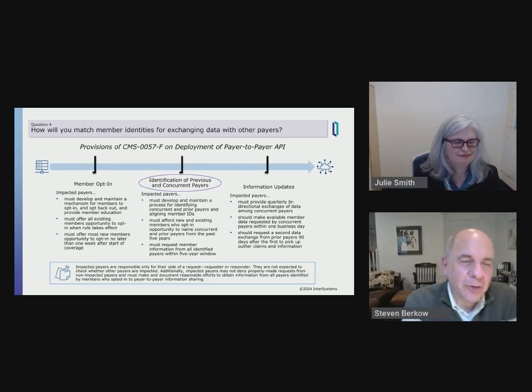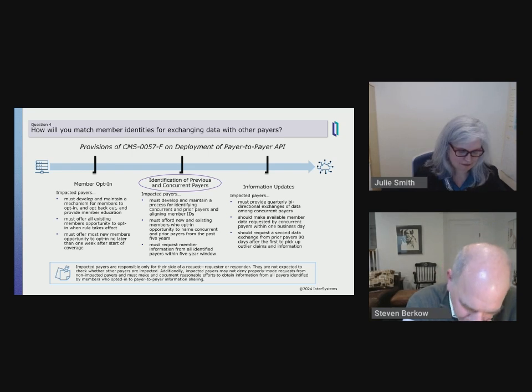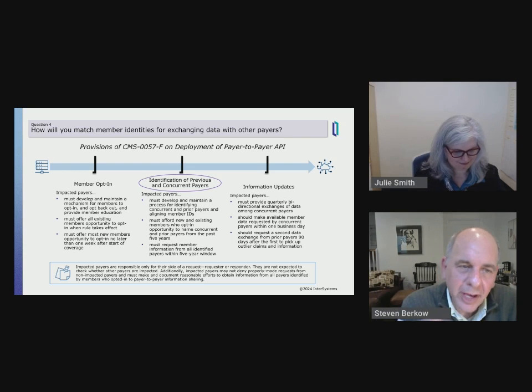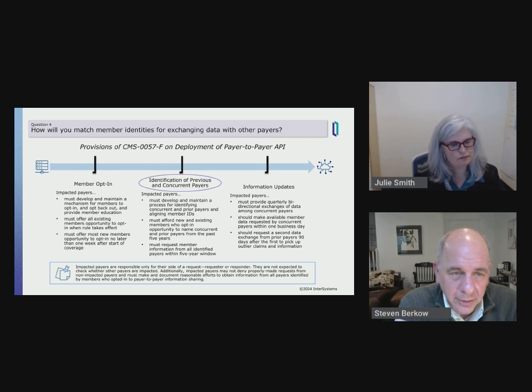All right, back to the question. Question number 4: how will you match member identities for exchanging data with other payers? If you drop down to the graphic, we actually cheated a little bit here, and our answer is a little bit broader than that. We wanted to call your attention to things that should be top of mind if this is going to work, because there are workflows that are going to be impacted. So starting on the left, member opt-in.